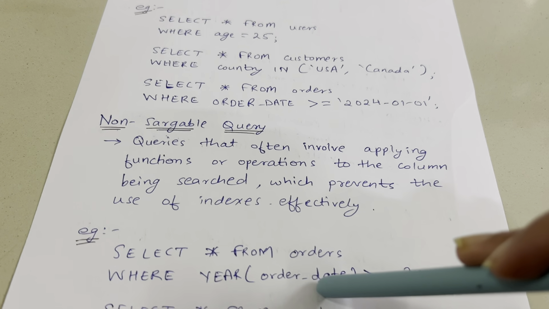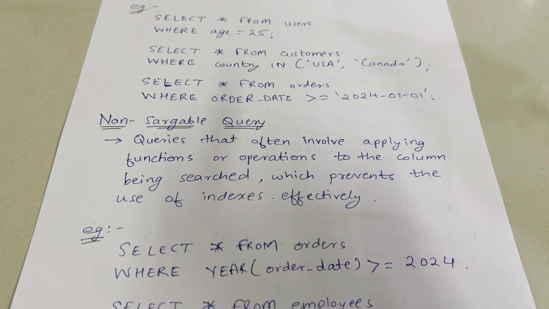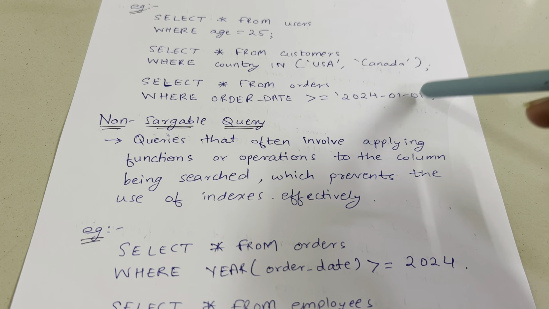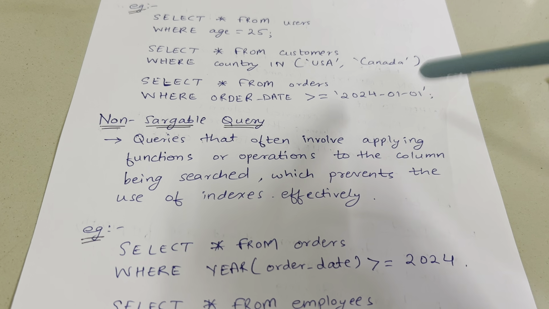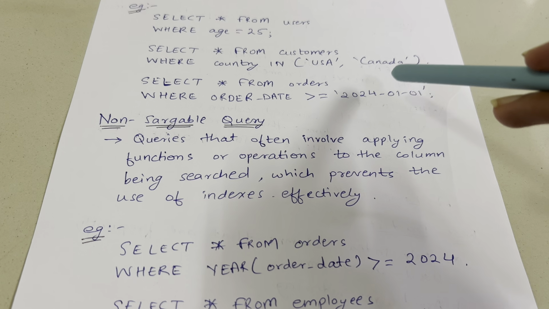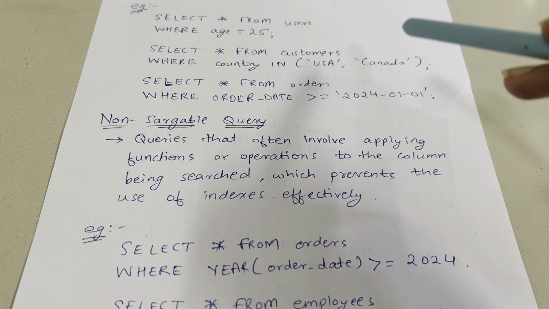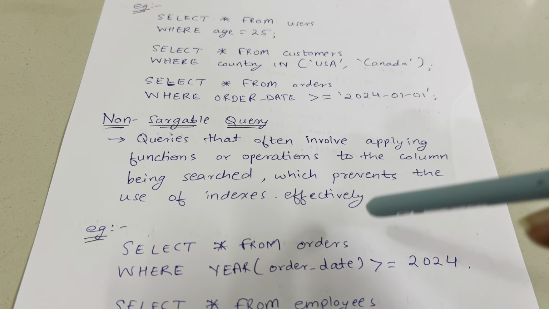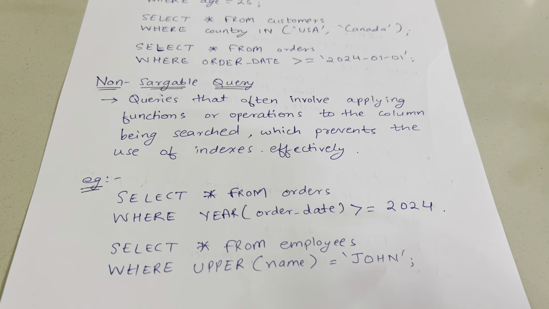Here we are using the function YEAR of order_date greater than or equal to 25. But in the other case, we are simply using the column order_date and comparing it to 2024-01-01. Both of the queries will return the same result, but the speed of this query will be better, because this is a sargable query, as we are not using any function or calculation. But in non-sargable queries, you are using a function.